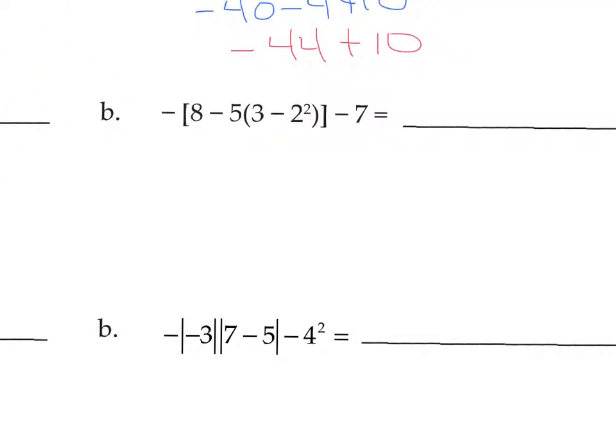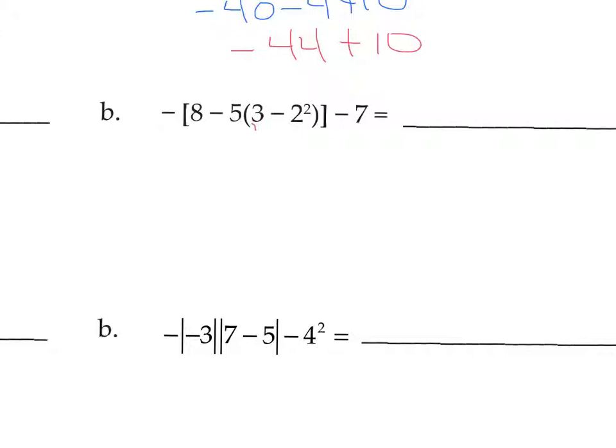Over here we have multiple grouping symbols. We have brackets with parentheses inside, and when you have this situation, you always start as far in as you can and you work outwards. So we're going to do what we can inside here first, and then we'll work inside these brackets, and then of course at the end we'll do what's on the outside of the brackets.